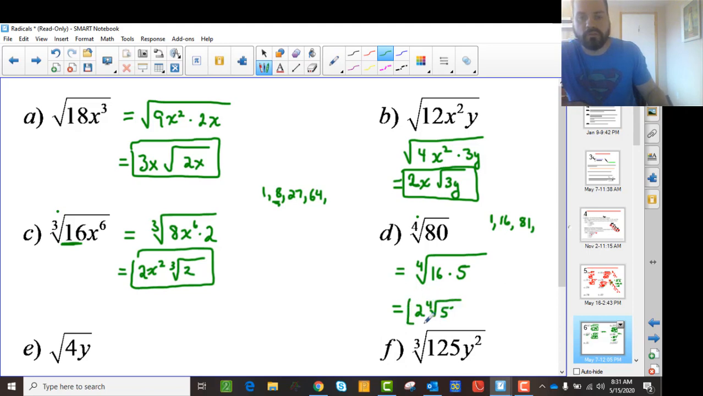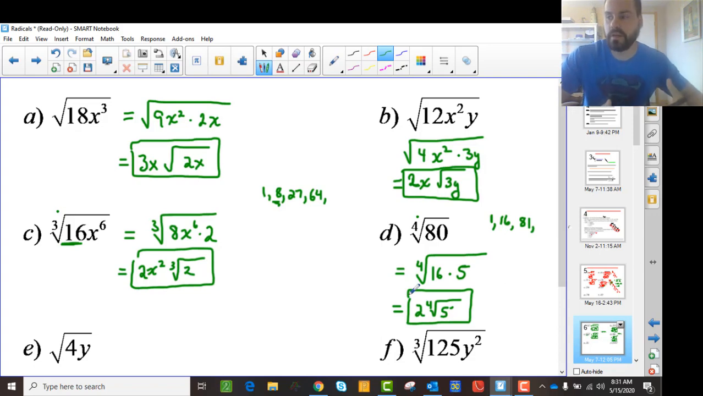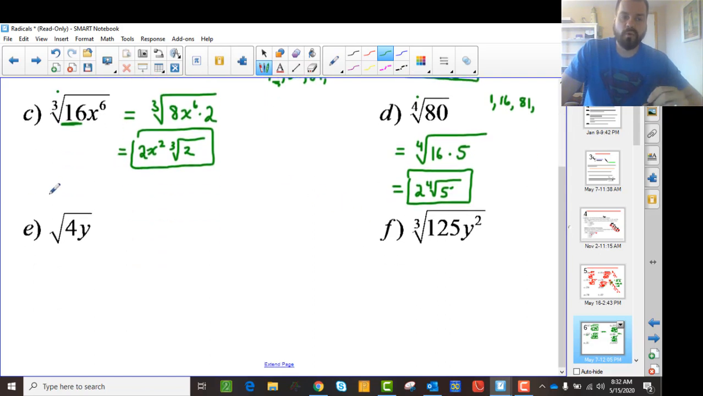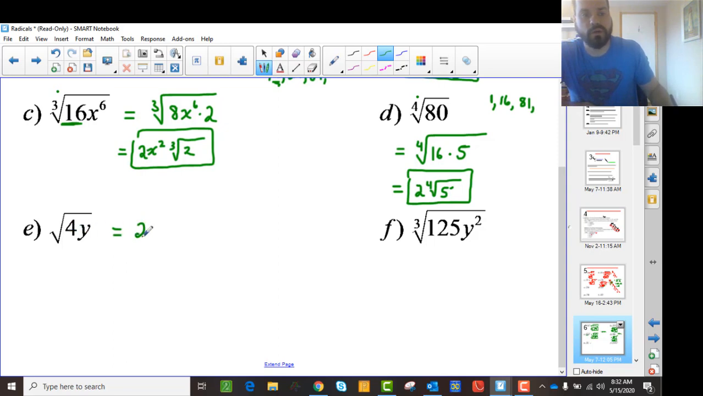Yeah, you just have to be careful with that, because sometimes we get into the habit of doing square roots so much that we think we're still taking the square root. We're not. We're taking the fourth root. So the square root of 16 is 4, but the fourth root of 16 is 2, and that's what we're looking at. Okay. If you look at the square root of 4y, I actually don't have to do any work here, because the square root of 4 is 2, and I can't do anything with the y, so it's just 2 root y.